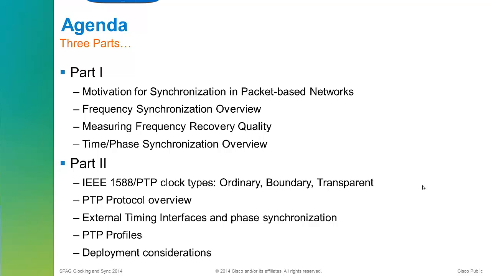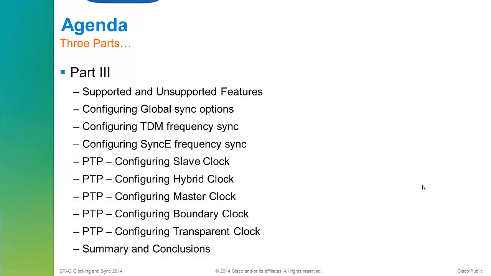In part two, we move on to frequency transmission through packet-based networks, and also phase and time of day through packet-based networks. And so we talk mainly about 1588, IEEE 1588, or PTP as it's known. We talk about the protocol, we talk about reference inputs into master clocks and outputs from slave clocks and so forth. We talk about some profiles that have been defined for PTP and give a general overview of the sort of deployment considerations. And then in part three we talk about the features as they're defined on our product set.